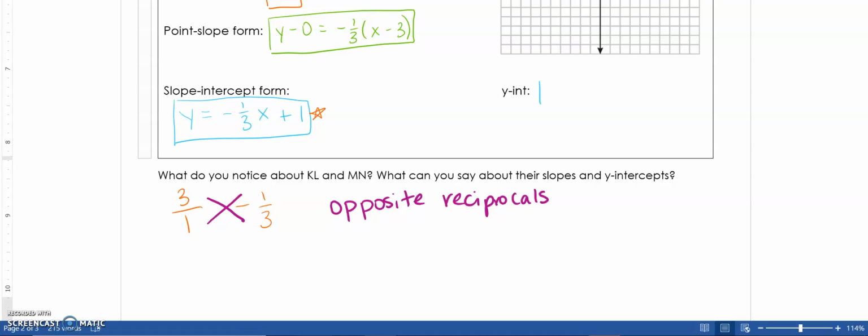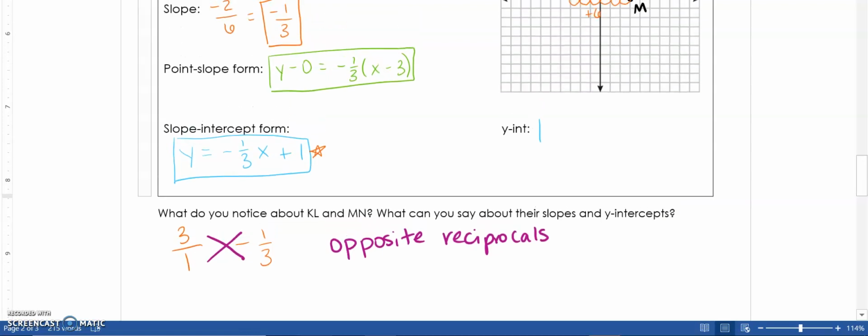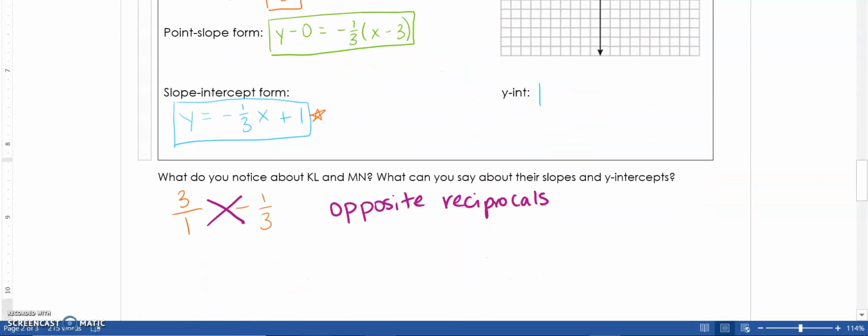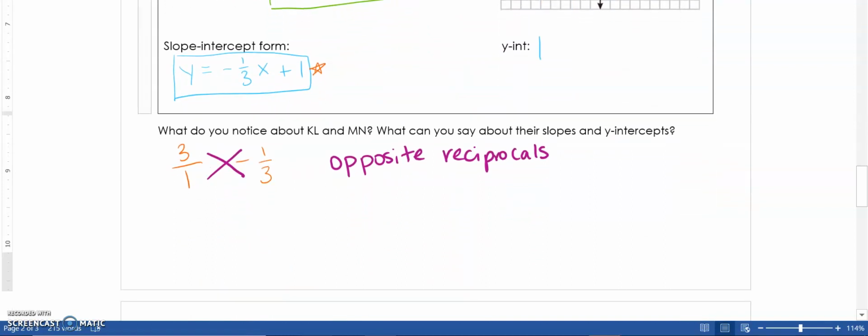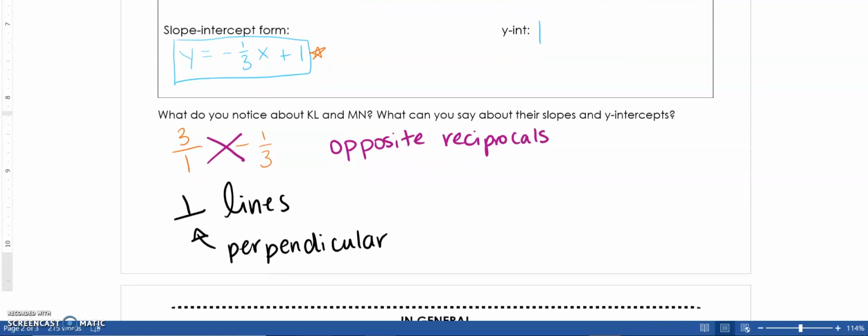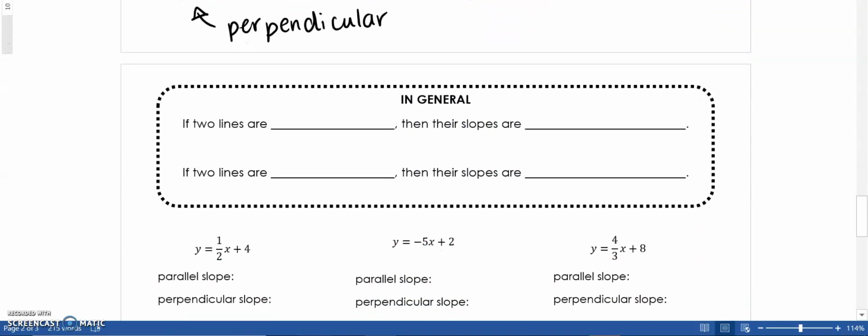So whenever we have slopes that are opposite reciprocals and different y-intercepts, so we had a y-intercept at 1 and a y-intercept at -3, that means these two lines are going to be perpendicular. And we're going to write perpendicular with this symbol right here. So we're going to say perpendicular lines, and this symbol means perpendicular. So once again, perpendicular is when the slopes are opposite reciprocals. Parallel lines are when they are exactly the same. So let's fill in these two little notes.